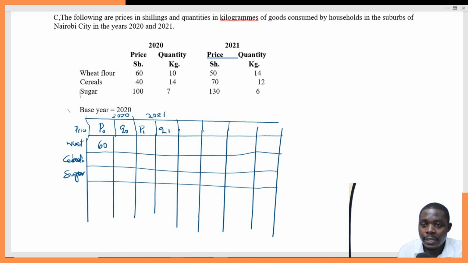Let me record the data. We have 60, we have 40, 100. We have here given 10, 14, 7. We have 50, 70, 130. 14 kgs, 12, and then 6.